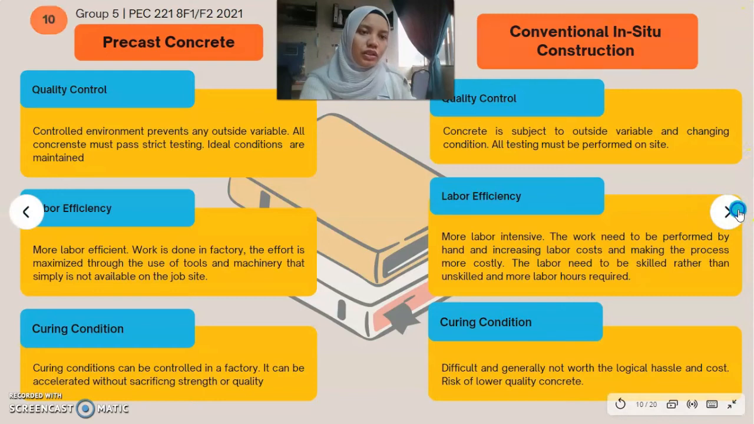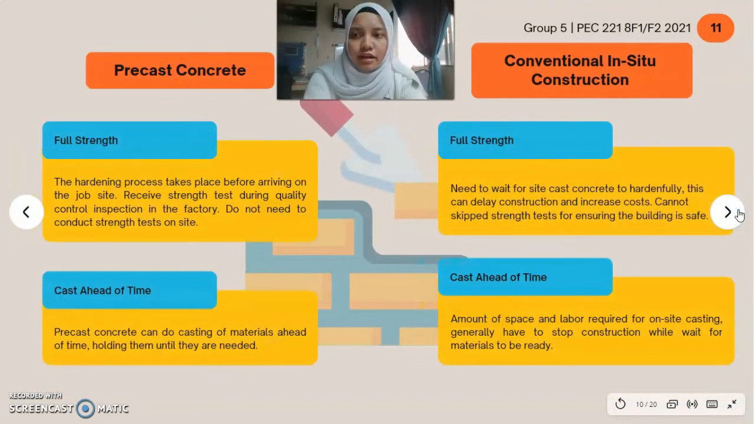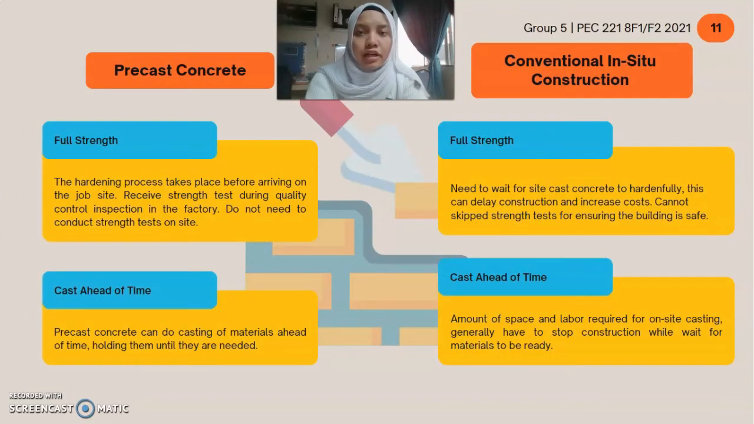Then next we will go to full strength. Because concrete gains strength over time, it is not fully strong immediately after drying. However, with precast concrete, the hardening process takes place before arriving on the job site. That's not the case with site cast concrete. Before you can raise the concrete into place, you have to wait for the site cast concrete to harden fully. This can delay the construction and increase costs. It is much more time and cost efficient to have fully hardened concrete slabs ready to be placed the moment they arrive.